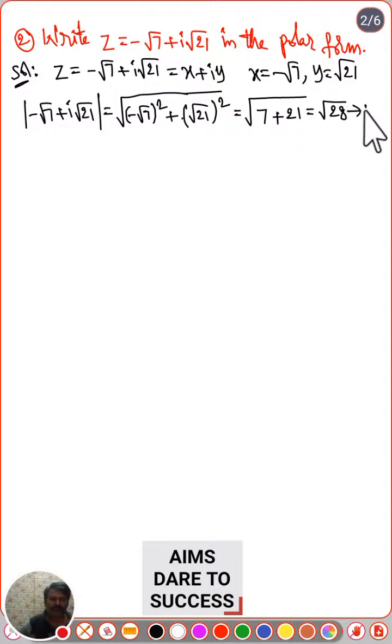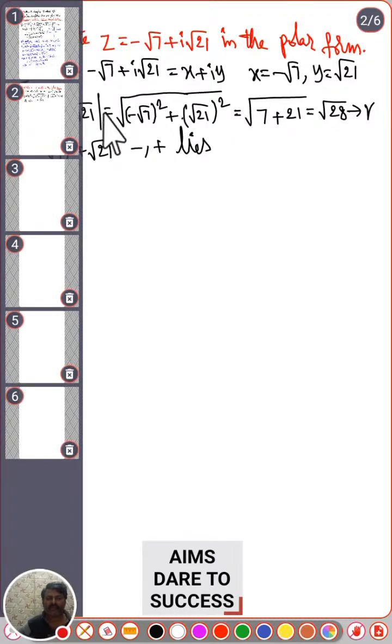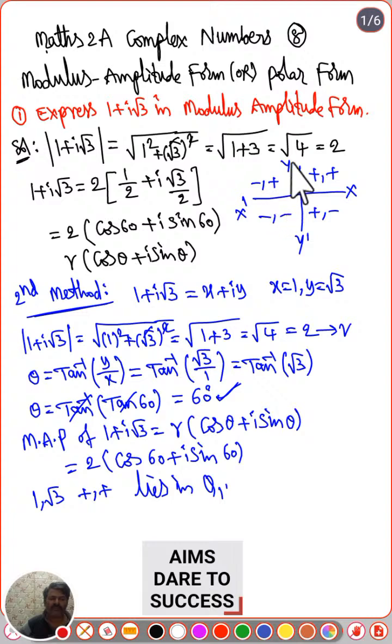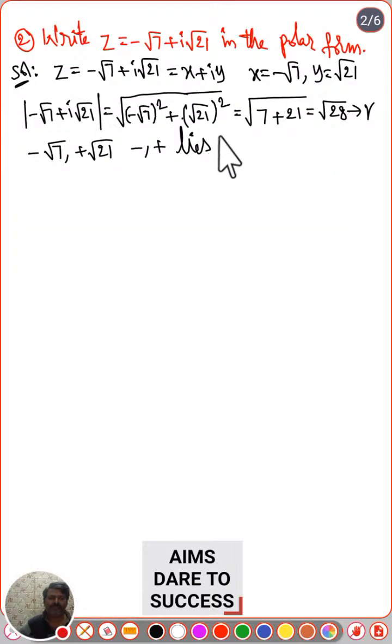So this is the r value. Okay, modulus value completed, my dears. And here you will check the quadrant, minus and plus. So minus root 7 plus root 21, they are minus plus. Which quadrant? Minus plus is in the second quadrant, so it lies in the second quadrant. Okay, according to this concept you will continue.